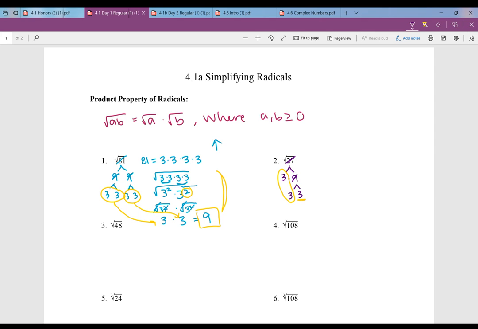So what is going to happen is we're going to pull this 3 outside of the root, and that leftover root 3 is going to stay under. So if we think of it, we have the square root of 3 times 3 times 3. 2 of those will make a 3 squared. So that squared will cancel out, and we'll have 3. But then the last 3 is going to stay under the root because it won't cancel out. So our answer for number 2 is 3 root 3.